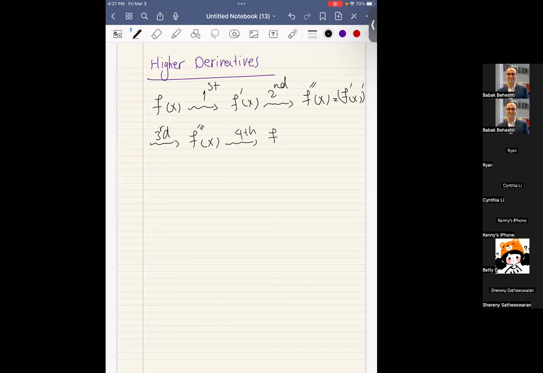But for derivatives of order 4, 5, we don't use the prime sign. We usually use the number in a bracket. For example, for 4, we put 4 in a bracket like this. That means the fourth derivative. Fifth derivative, and so on.